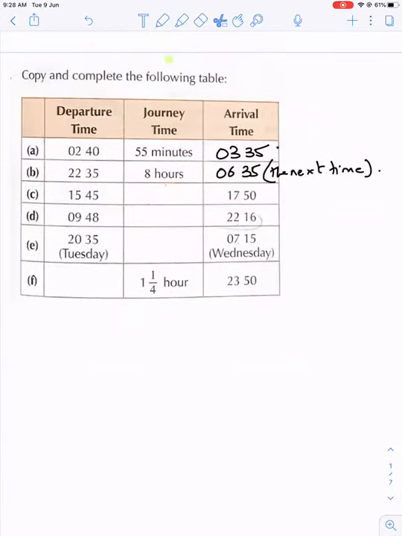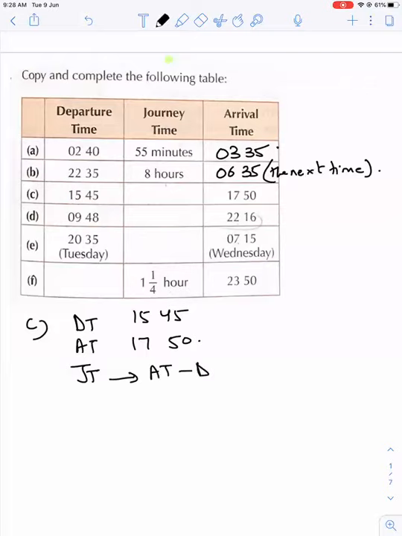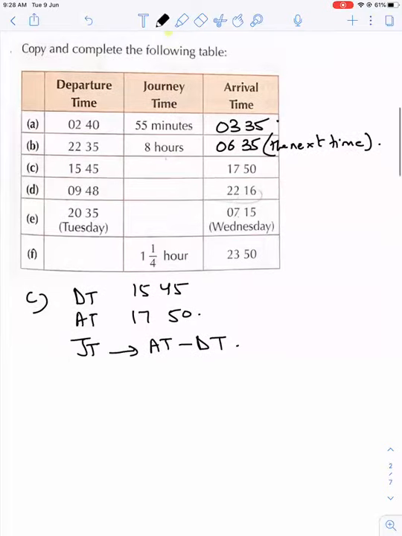The third part, the departure time is given to us as 15:45 and the arrival time which is given to us here is 17:50. We need to find out the journey time. For journey time, the formula says arrival time minus the departure time. Okay, we'll start solving the question.